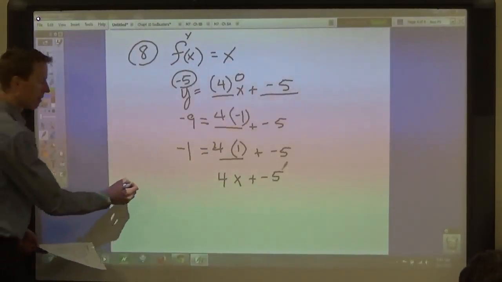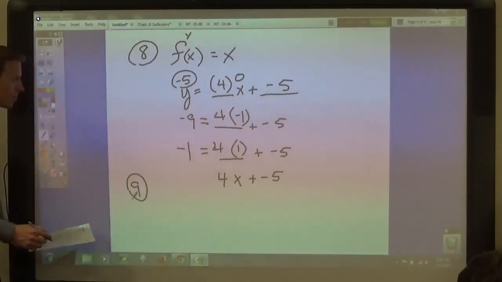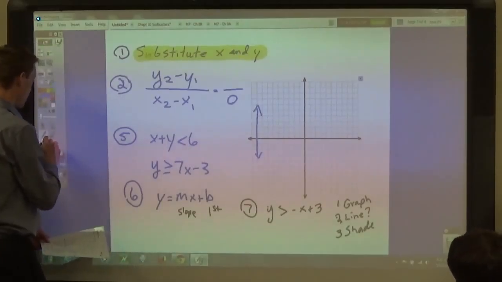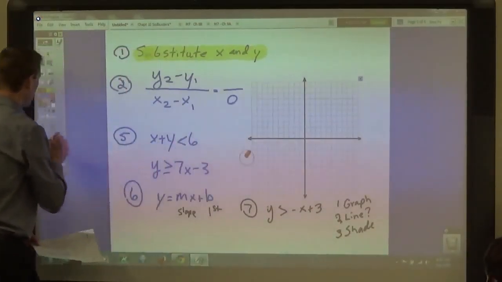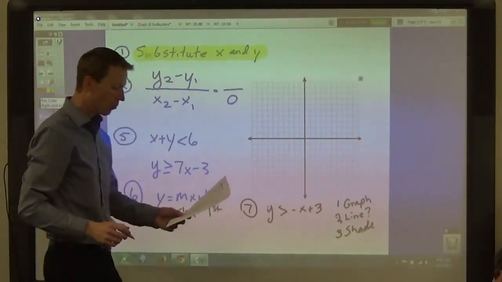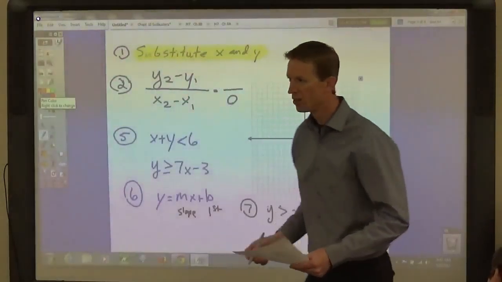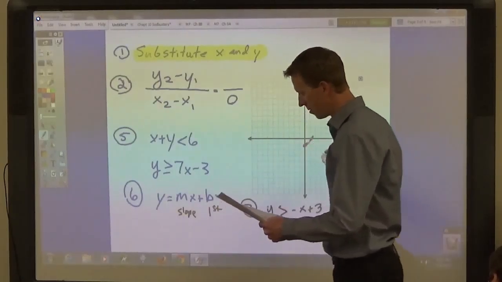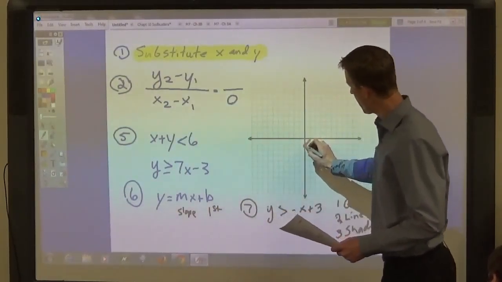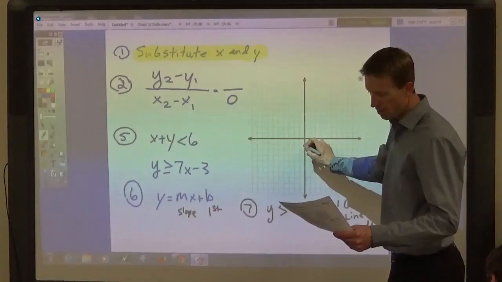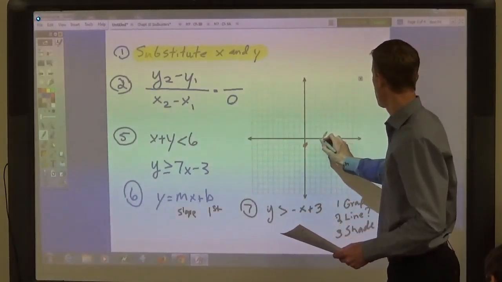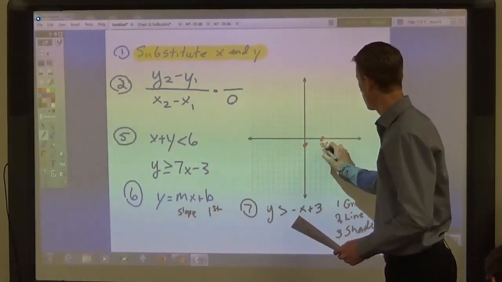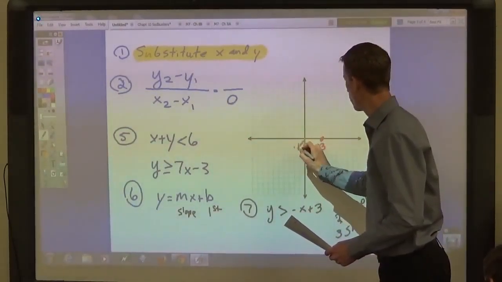Now, number 9 is simpler. Actually, I'm going to go back to our graph for number 9. It says to write the function rule, and then they give you this graph. It goes through negative 1 on the y, and it goes through 3 on the x, doesn't it? Here's 3, here's negative 1.